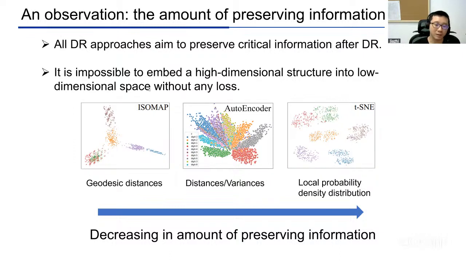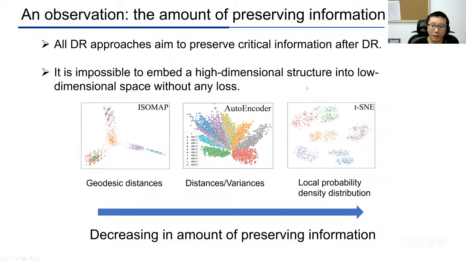Let's look at the three approaches. The first one is Isomap. It tries to preserve the geodesic distance among all points. Similarly, the autoencoder tries to preserve the Euclidean space, distance, and variances. In other words, they try to preserve all information of the dataset. We know that it's impossible because of the intrinsic difference between the high-dimensional space and the low-dimensional space.